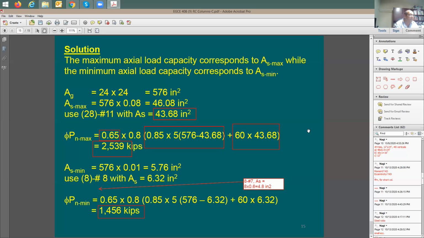Also, can you tell me the reason that in this equation I didn't use 5.76 for the minimum reinforcement? Because 5.76 is just the minimum requirement, but we use number 8 bars, so the area of steel is 6.32. So we use this. Thank you very much.